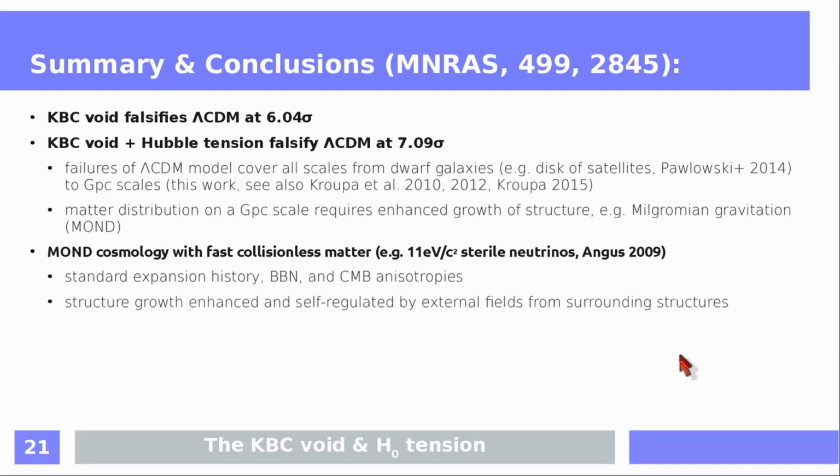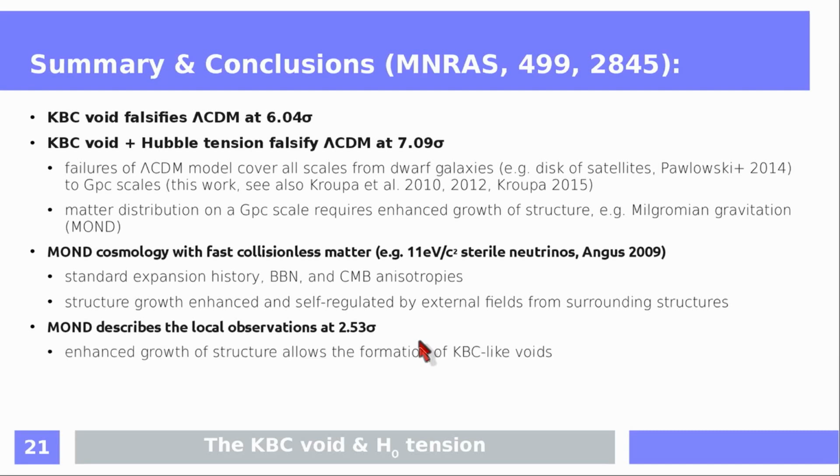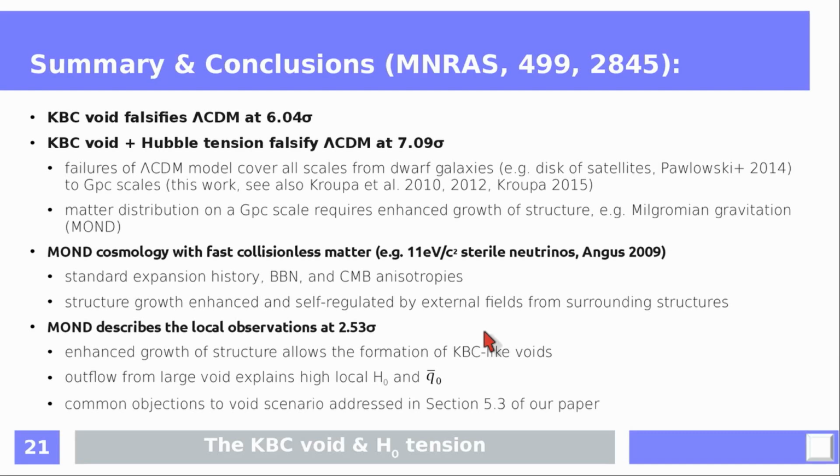This model has an almost standard expansion history, BBN and CMB anisotropies. The structure growth is enhanced, and we have not discussed this here in much detail, but in our paper, there's a self-regulation effect by external fields from surrounding structures. And the MOND model describes the local observations at the 2.53 sigma level. And the enhanced growth of structure allows the formation of KBC-like voids, and the locally high measured Hubble constant and acceleration parameter are just in MOND a logical consequence because of this enhanced growth of structure. And therefore, thank you very much for your attention.